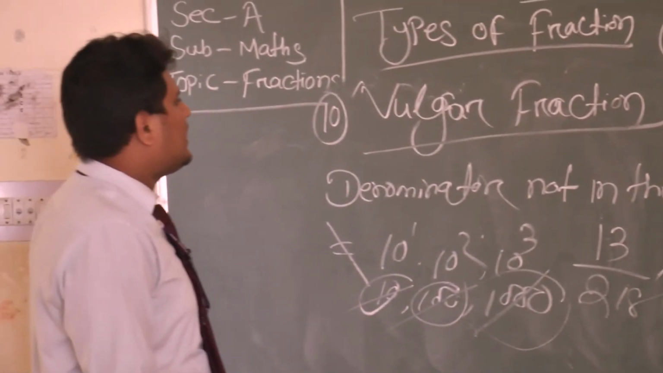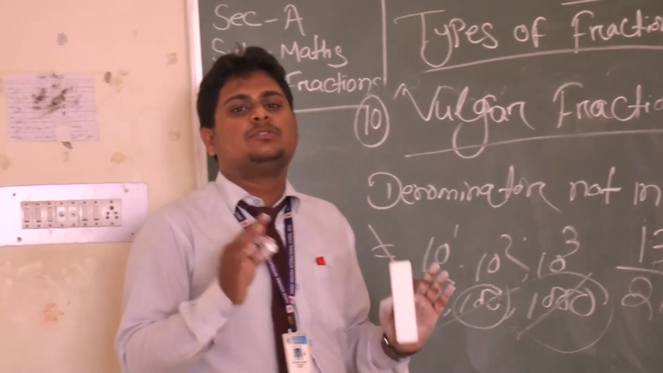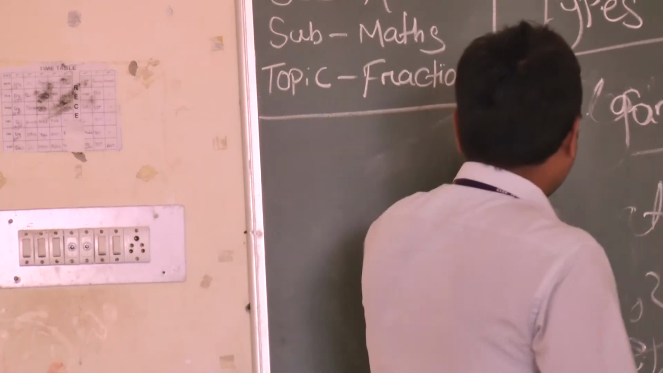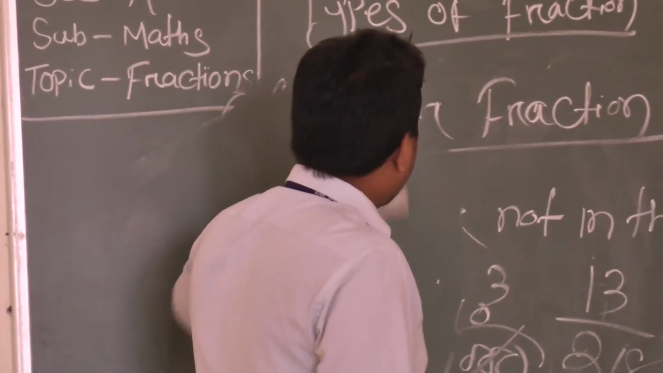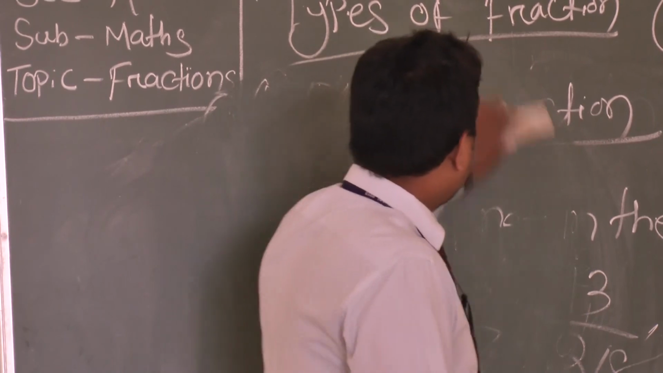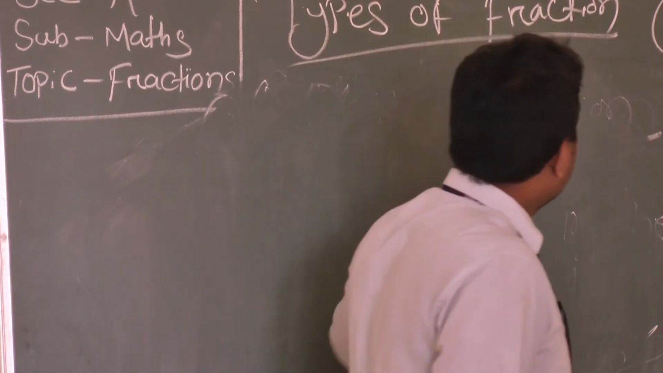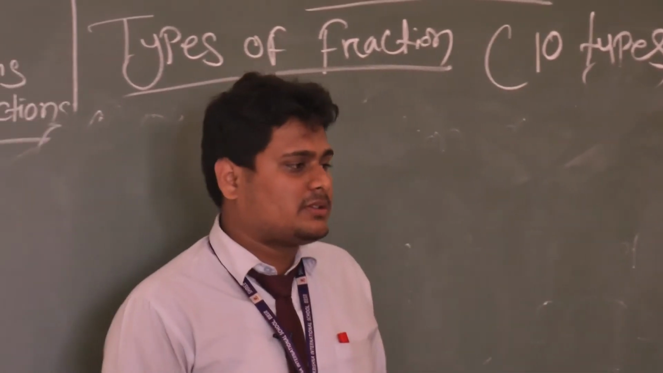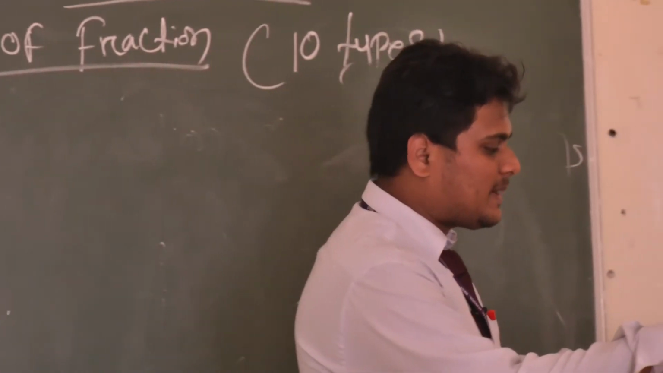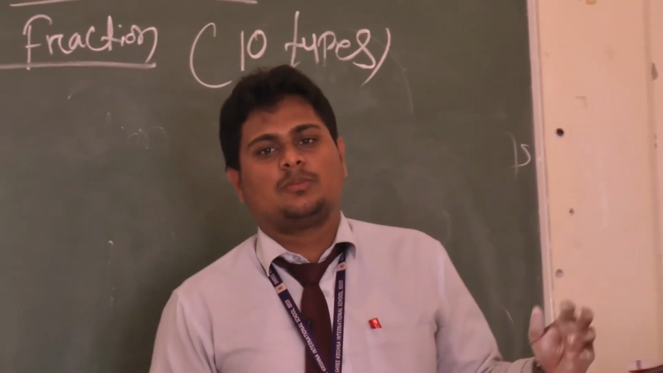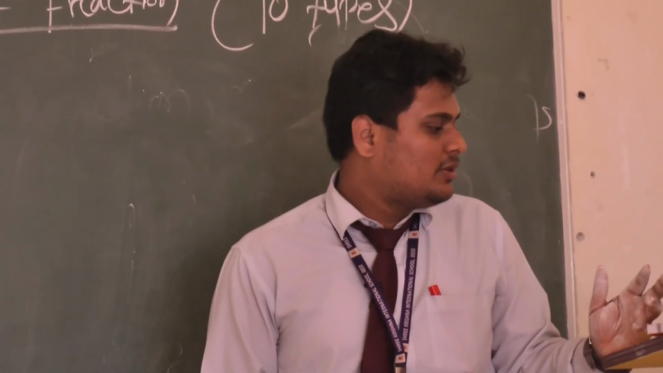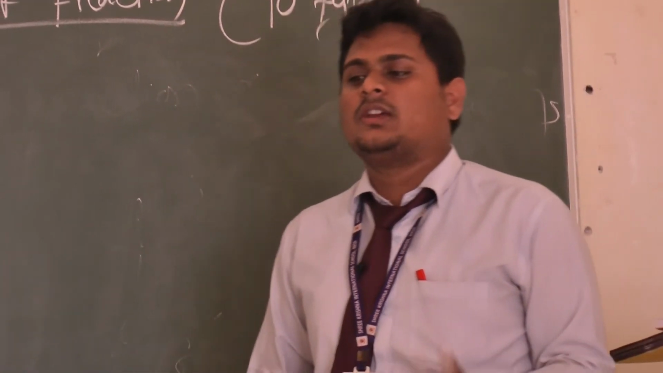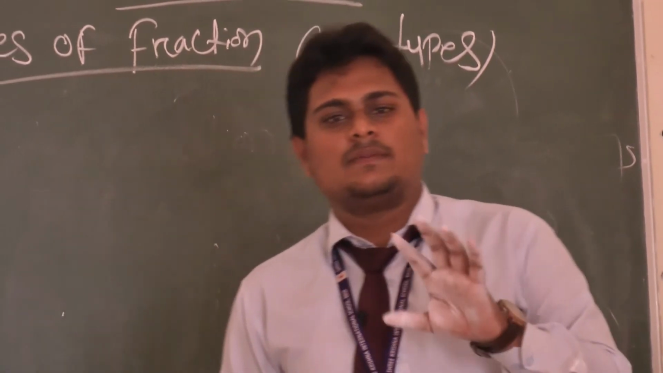Okay, so these are the 10 types of fraction we have discussed today. So okay, let us remember what they are. First we discussed like and unlike, proper and improper, then mixed fraction, then negative fractions, then we discussed the equivalent fractions, then decimal fraction, vulgar fraction, complex fraction. Okay, so these are the 10 types of fractions we have discussed today.